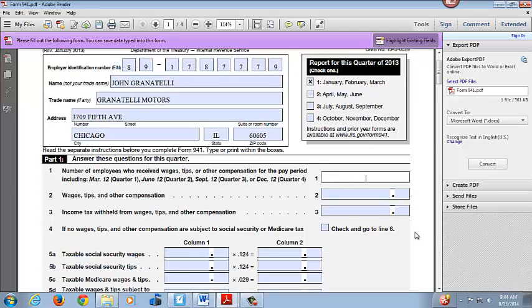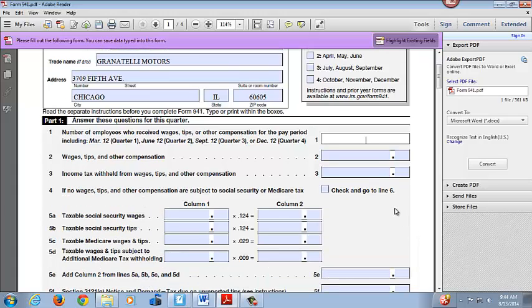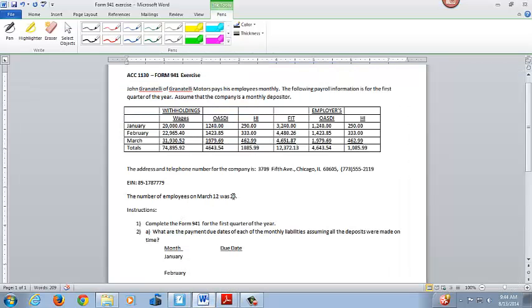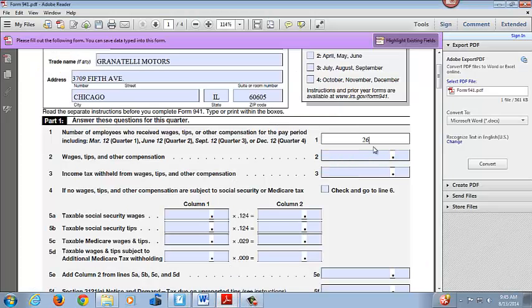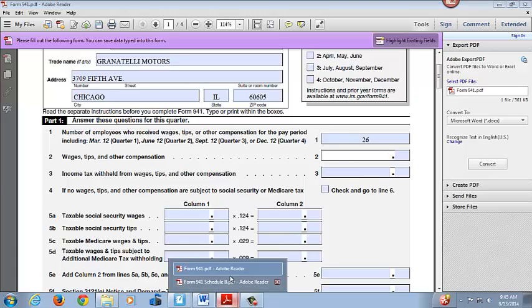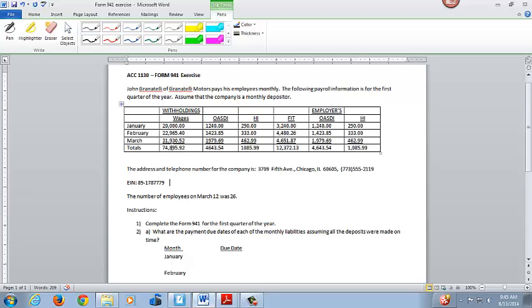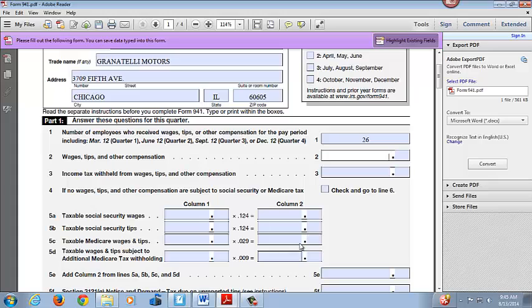All right, now let's go down to part one, which is where you're actually going to calculate the tax that you owed. They want the number of employees who received wages, tips, or other compensation for the pay period including March 12th for quarter one. That's why I gave you that information, that the number of employees on March 12th was 26. So on line one, we'll just put 26. And then they want to know your total wages, tips, and other compensation. This is anything that you've paid to your employees. In our case, we had paid $74,895.92. So that's going to go here in line 2.